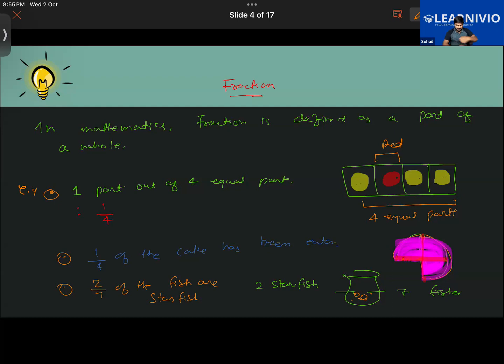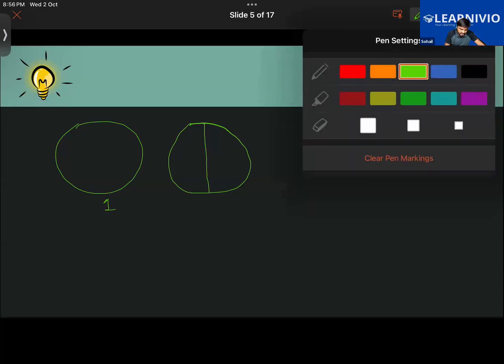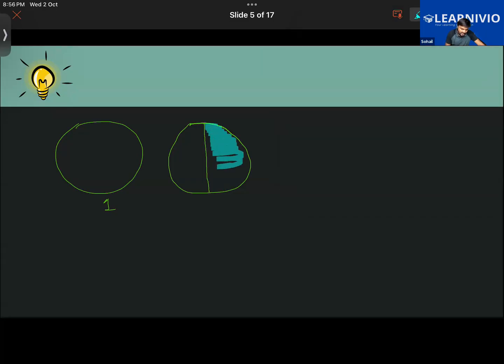Done? Good. Okay, further I'm going to draw some circles here. Say, for example, this is a complete circle. We are going to represent it by 1. Now take the same circle of the same size and split it into 2 halves like this, and one of them has been shaded here. So this shaded part is one out of the 2 parts of the circle, right? So we represent it by 1/2.